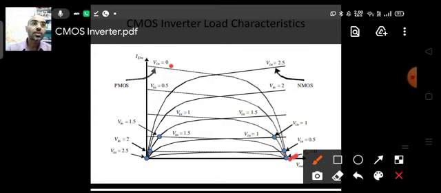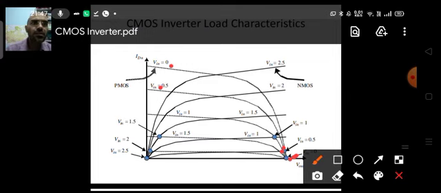Now as you keep on increasing Vin, the characteristics also shift, and as they shift, the point of intersection also changes. So when you make Vin equal to, let's say, 0.5, the NMOS characteristics will be this one, whereas the PMOS characteristics for Vin is equal to 0.5 is this one. Now the point of intersection of these two will be this one.